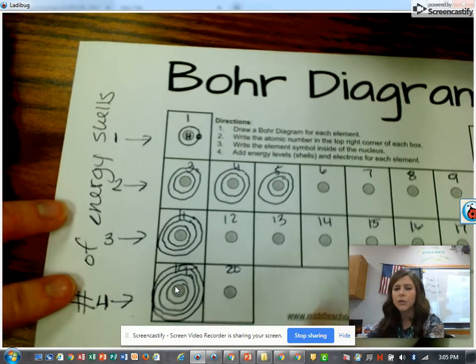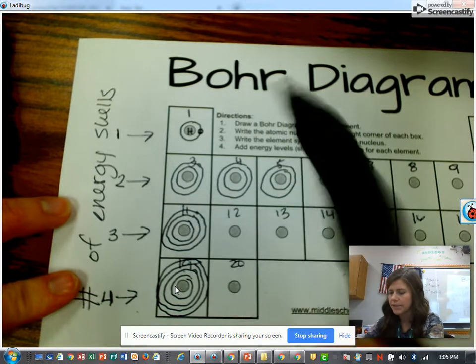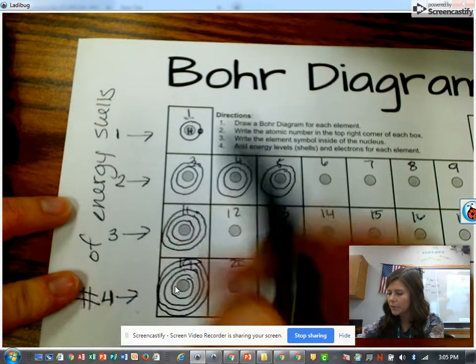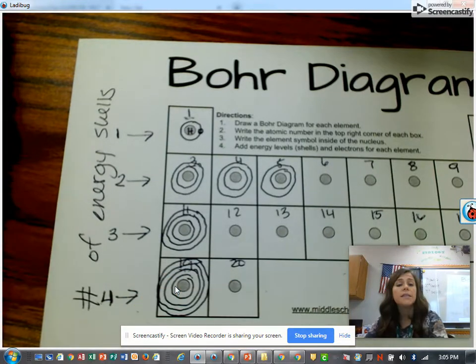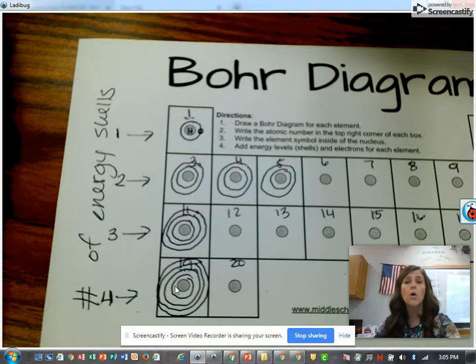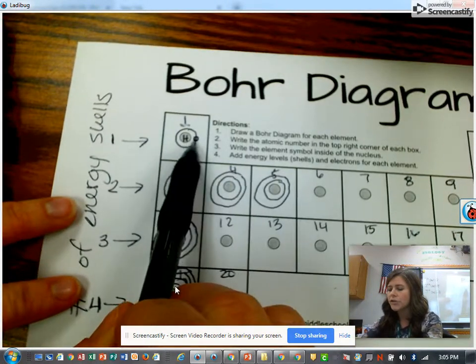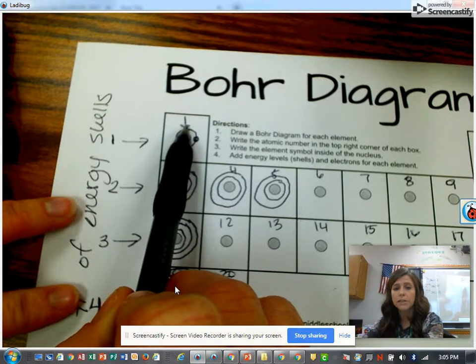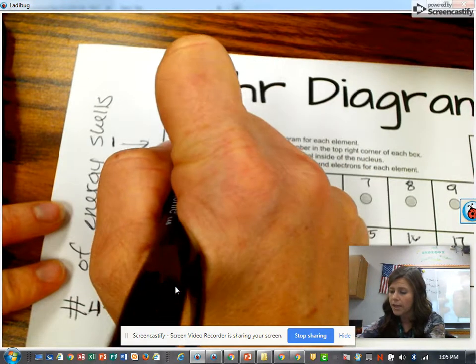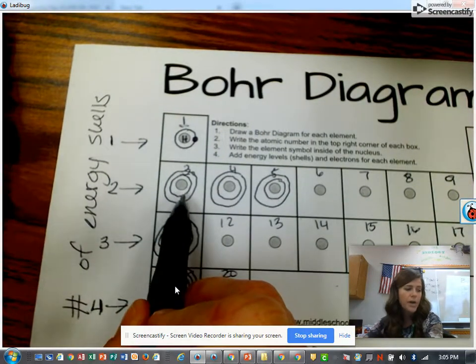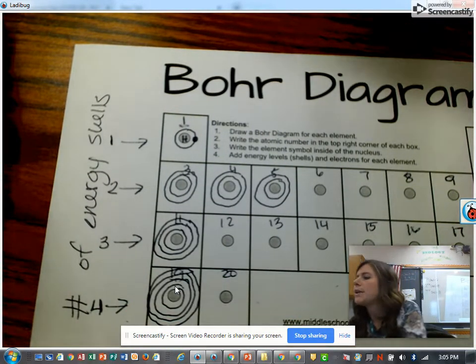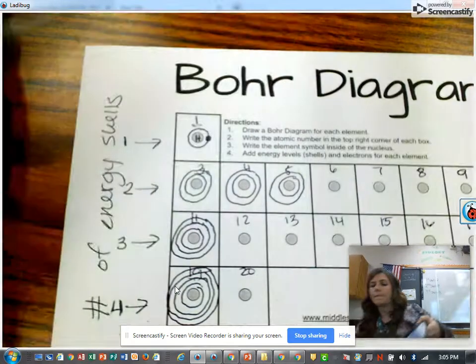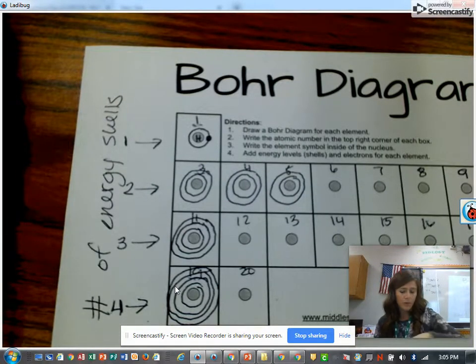All right, so then what do these numbers represent? These top numbers are the atomic numbers. The atomic numbers typically tell us the number of protons, but if we're looking at a neutral atom, meaning there's no electrical charge, then the number of protons is equal to the number of electrons. So hydrogen is element number 1. If it's neutral, it will have 1 electron. Element number 3, let me open my book really quick, is lithium.